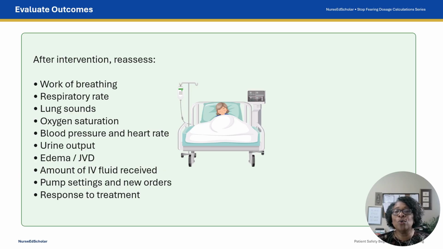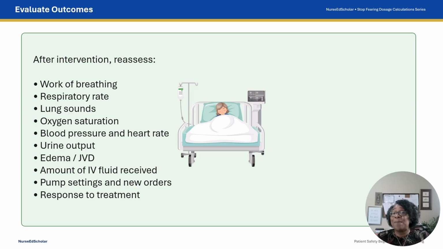Okay, so like we said, when you're evaluating, you've done the interventions, you found out that she was dehydrated, and now she's fluid volume overloaded. You did some things, and now you're assessing, you're evaluating after your interventions. Is Miss Lewis breathing easier? Has her respiratory rate improved? Is the oxygen saturation improving? Have those bilateral crackles improved? Blood pressure, it was low, then it was high. So what is it now? What's her urine output? How much fluid has she received?